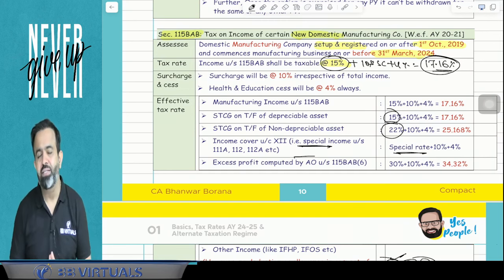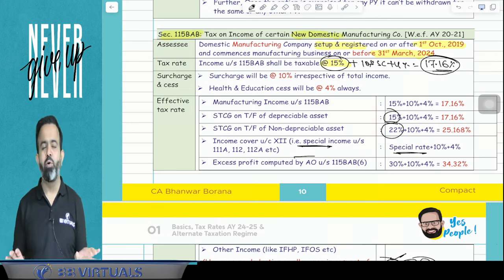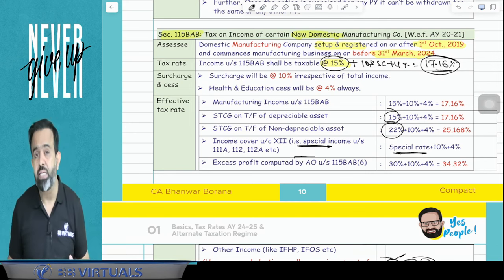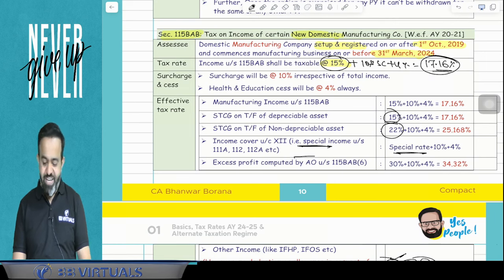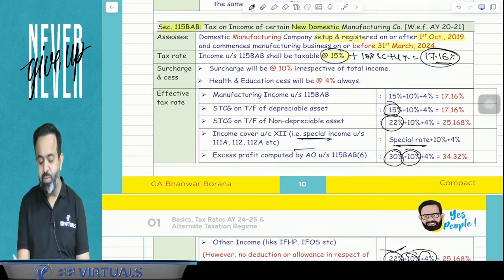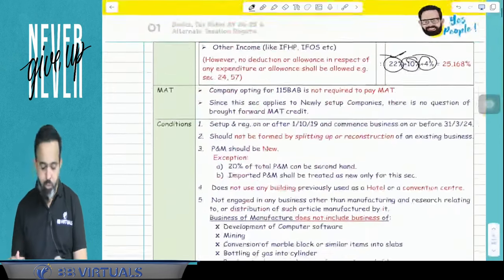So the lawmaker says that here, the assessing officer has the power and will calculate the profit of the Madurai company. If the Madurai company is earning normal profit, then it's okay. But if the Madurai company is earning extraordinary profit or super profit, then on that extra profit, the government will charge taxes at the rate of 30% plus 10% surcharge plus 4% health and education cess.